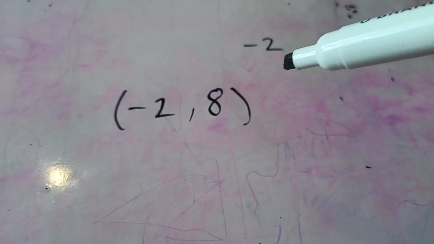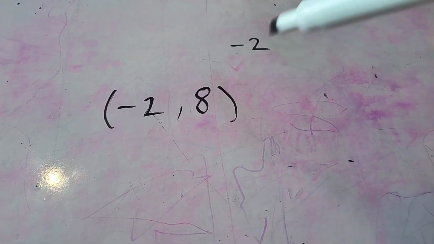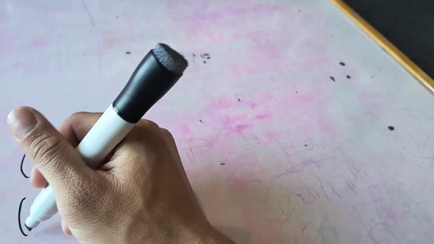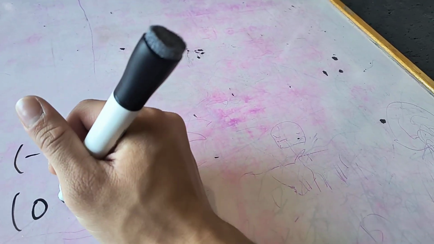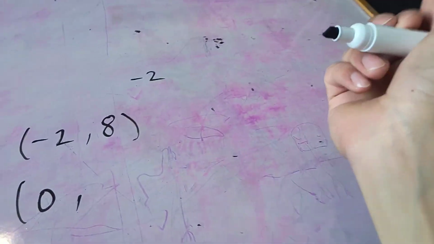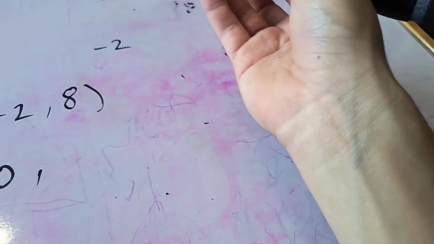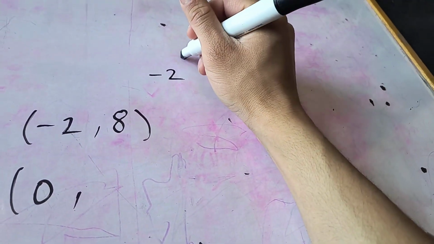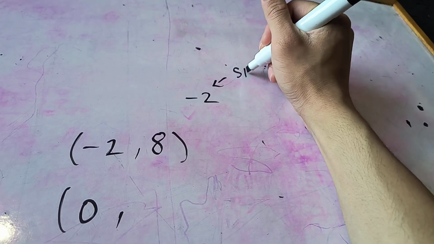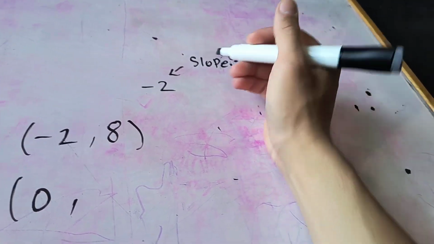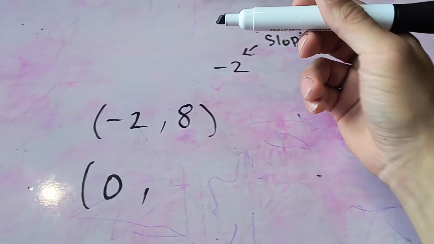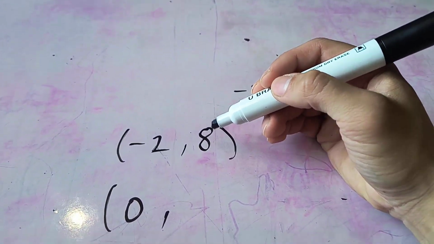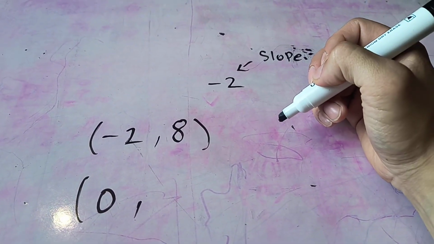And I want you to find the y-intercept, the point at which x is equal to 0 and y has some value other than 0. So we can find this because we know the slope of the line. If we take a positive step in the x direction, the y is going to decrease by 2.